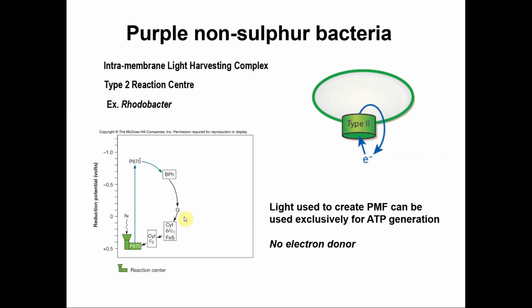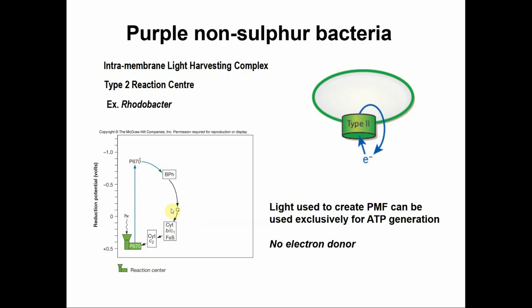So every time quinone picks up 2 electrons, it will also pick up 2 protons from the cytoplasmic face of the plasma membrane. And when it gives up these electrons to the cytochromes here, which will then feed into the base of the photosynthetic reaction center, then the 2 protons that are carried on the quinol are released in the periplasmic phase of the membrane.